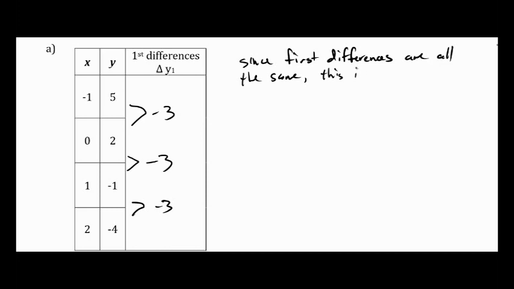Does anybody remember what we can conclude from this now that we've done that first line, John? Very good. Why is it linear? Yeah. So since first differences are all the same, this is linear.